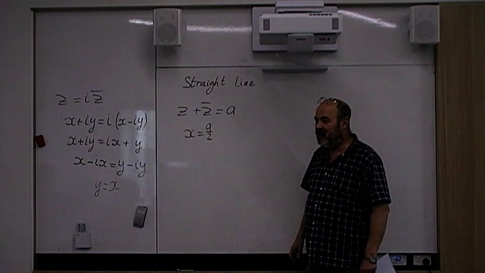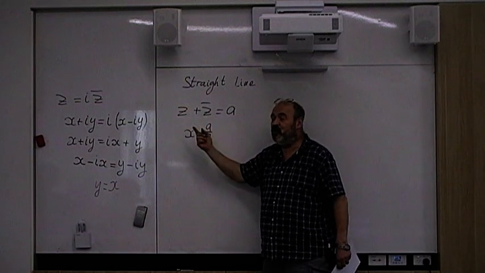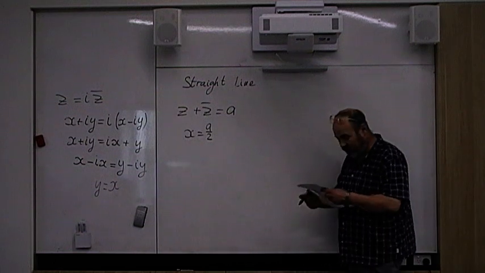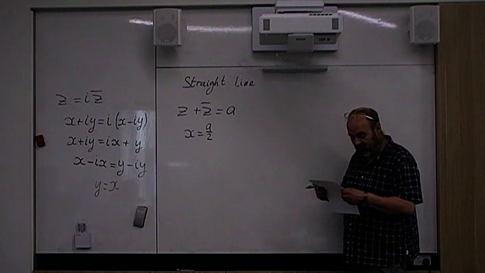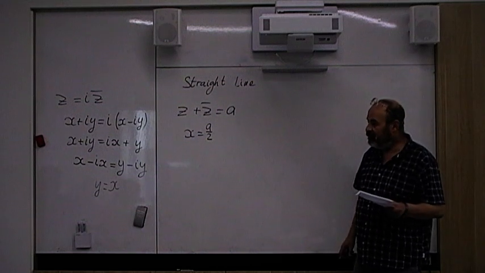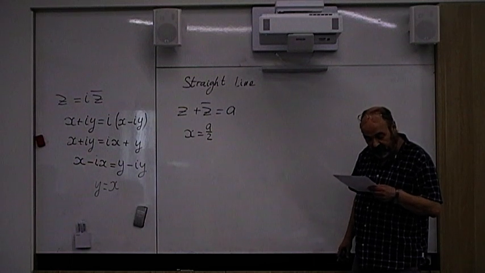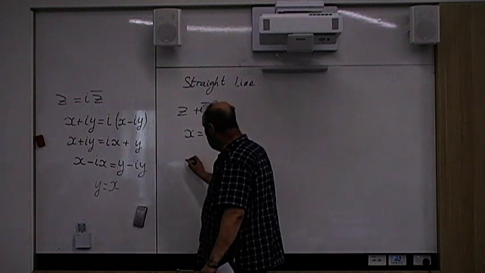Please do the work. x plus iy plus x minus iy cancels out, you get 2x equals a. Can you do it graphically and show it? Can you do it graphically? Next one, the last one for the straight lines.